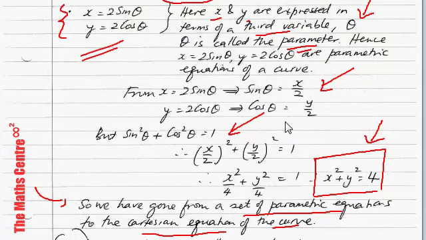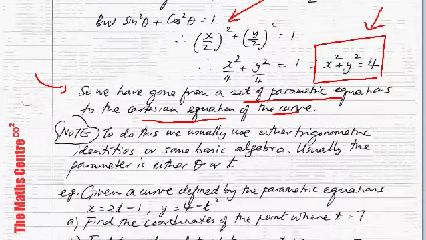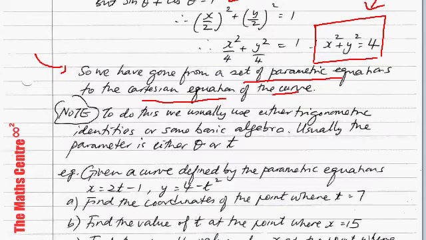Frequently we are going to be given parametric equations, and from there we will have to write the Cartesian equivalent. Many times we are asked to write the Cartesian equation of the curve. To do that, we usually use either trigonometric identities or some basic algebra. Usually in our questions the parameter is either theta or t. So let's look at an example.